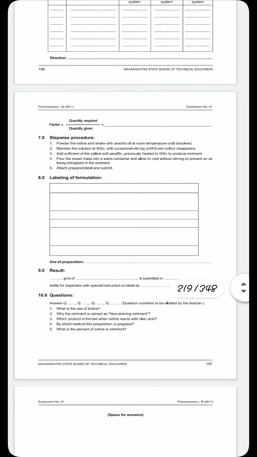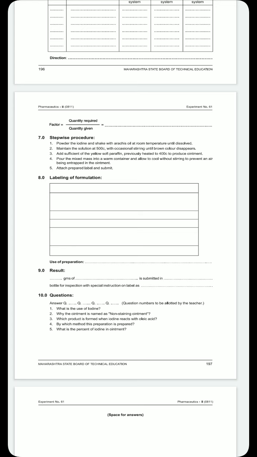Then the procedure is: powder the iodine and shake with RHE oil at room temperature until dissolved. Maintain the solution at 50 degrees Celsius with occasional stirring until the brown color disappears. Add sufficient yellow soft paraffin, previously heated to 40 degrees Celsius, to produce the ointment.